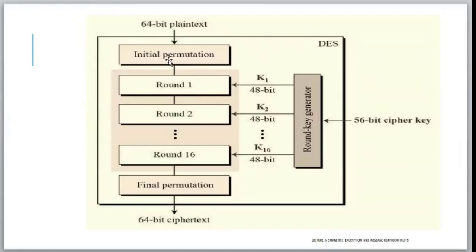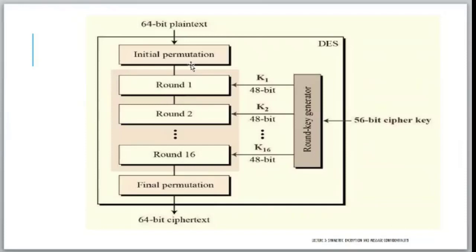Say I'm taking the names of all 64 students: first student, second student, third student, fourth student. I'm going to put them in a box and shuffle them. So initial permutation means simply changing the positions.